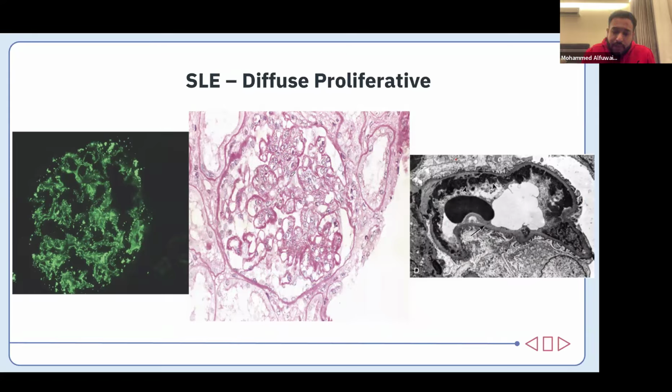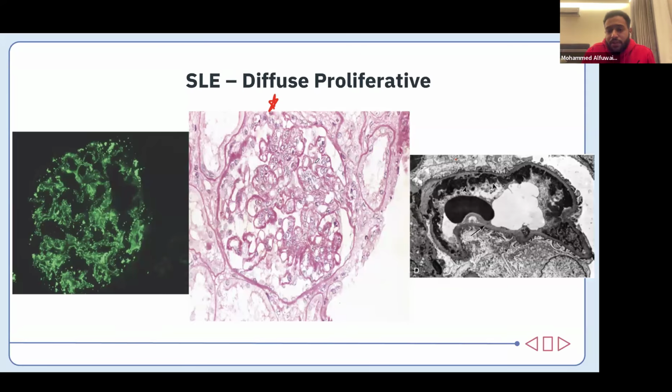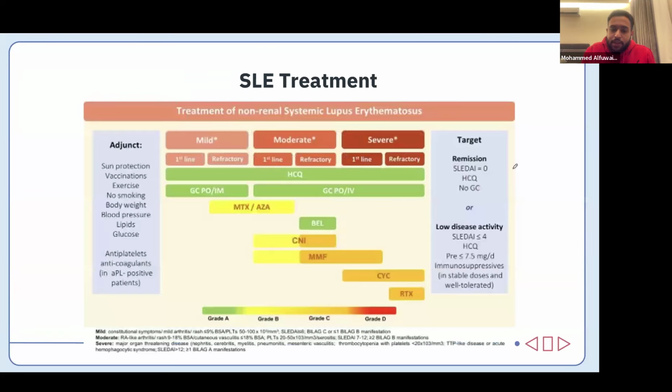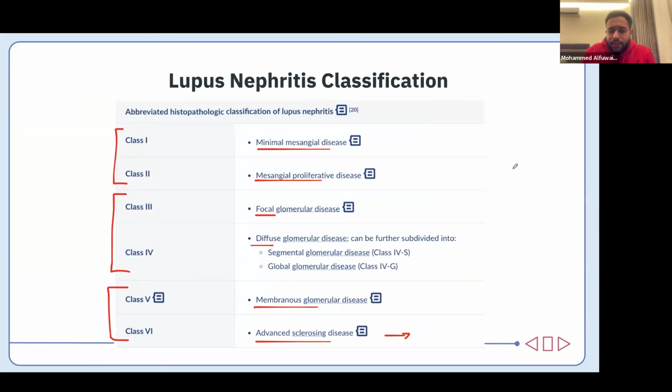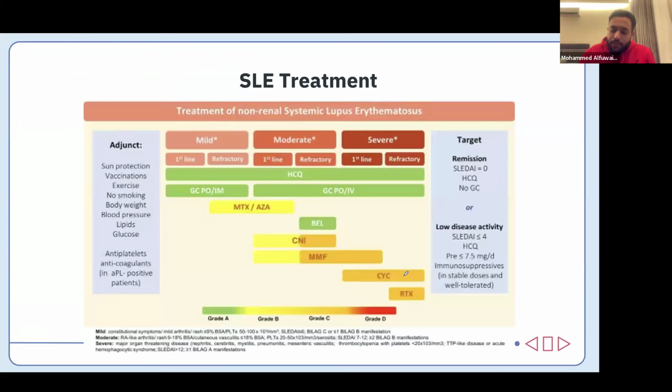Same thing. You can see characteristic wire looping. If they test you on any of these grades, it's usually grade 4. Again, grade 3 is focal, so it will only affect less than 50% of glomeruli. If it's more than 50%, it's diffuse. If you look at the light microscopy, you can see characteristic wire looping, and you can see here subendothelial deposits. Now, class 5 is similar to the membranous nephropathy that we looked at. Very similar.